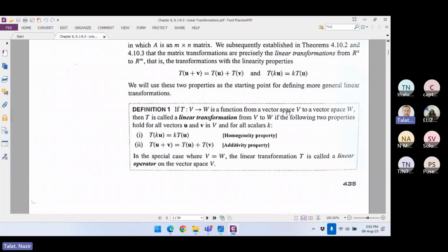Whenever we have two vector spaces V and W and T is a transformation, it takes an element from one space and shifts it to the other space W. So T of ku is equal to k times T of u. This is called the homogeneity property, and the additivity property is T of u plus v is equal to T of u plus T of v. And if V is equal to W, if the vector spaces are the same, then this linear transformation is called a linear operator.